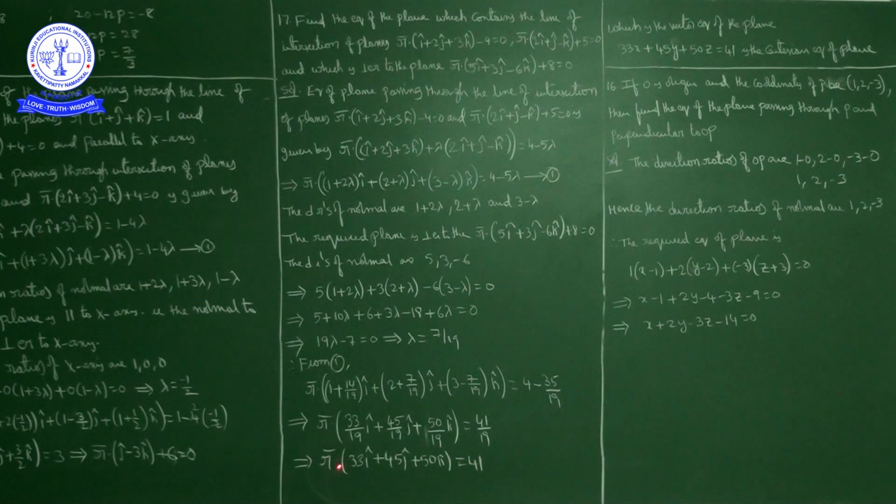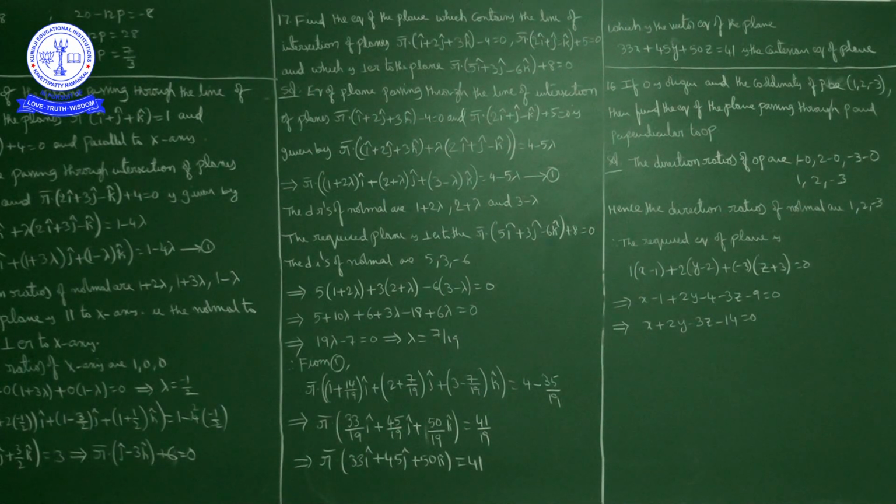Now the corresponding Cartesian equation of the plane, how can we write? In place of r bar write x i cap plus y j cap plus z k cap. So what we get, 33x plus 45y plus 50z is equal to 41. This is the Cartesian equation of the plane.